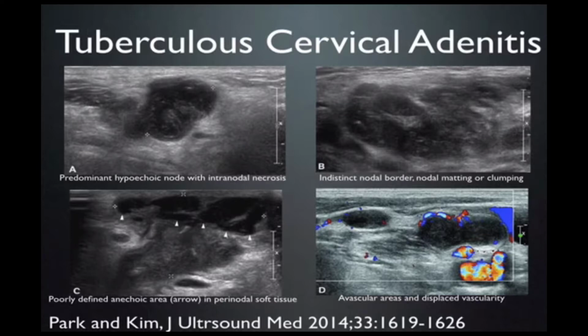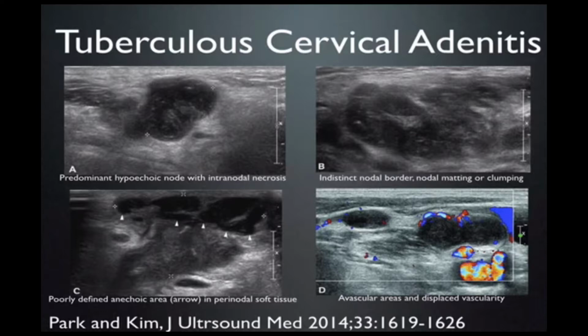Well, that's the exact question that the authors of this article addressed in the Journal of Ultrasound in Medicine. This was Park and Kim in September of 2014, and these are their images. What they asked was, are any of these images, which are considered classical for tuberculosis, specific or sensitive enough to be able to make the diagnosis of tuberculous adenitis? And these are all cervical lymph nodes. There are 4 images here listed A, B, C, and D. Let's look at them individually.